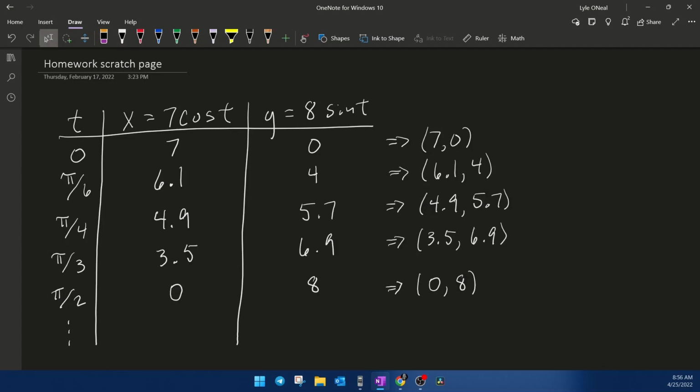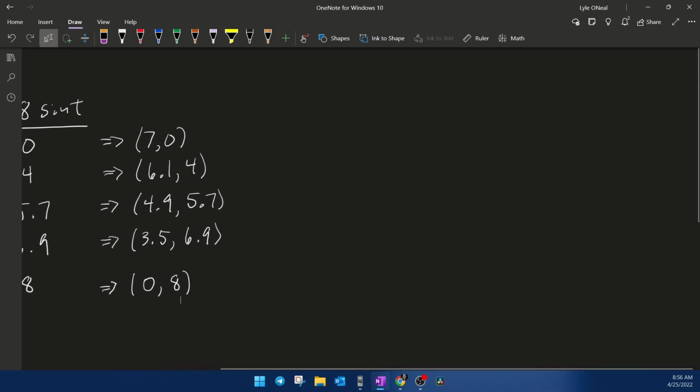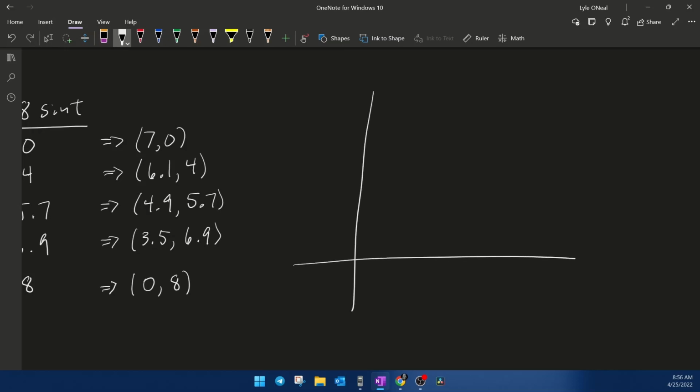Okay, so not boring you with a bunch of calculator work, skipping ahead, I've calculated all of the ordered pairs from 0 to pi over 2. Now let's actually take those points to the XY coordinate system and see if we can get an idea of what we've got. The first ordered pair 7, 0 is an x-intercept. And the last ordered pair 0, 8 is a y-intercept.